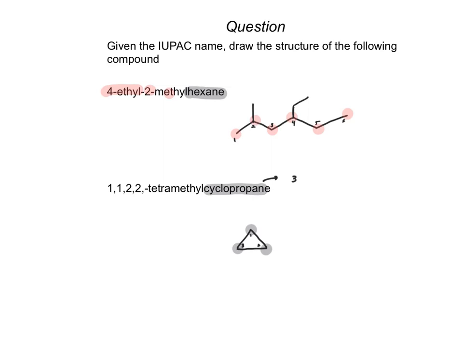And then we have tetramethyl, right? So we have 2 methyl groups at the 1 position. We have 1, 1. So 2 of them are here, and then 2 of them are here. So at the 1 position, I'm going to draw 1 methyl group, and then another methyl group. And then at the 2 position, I'm going to do the exact same thing, where I draw 1 methyl and 1 methyl. And that is it. That is what a 1,1,2,2-tetramethylcyclopropane would look like.